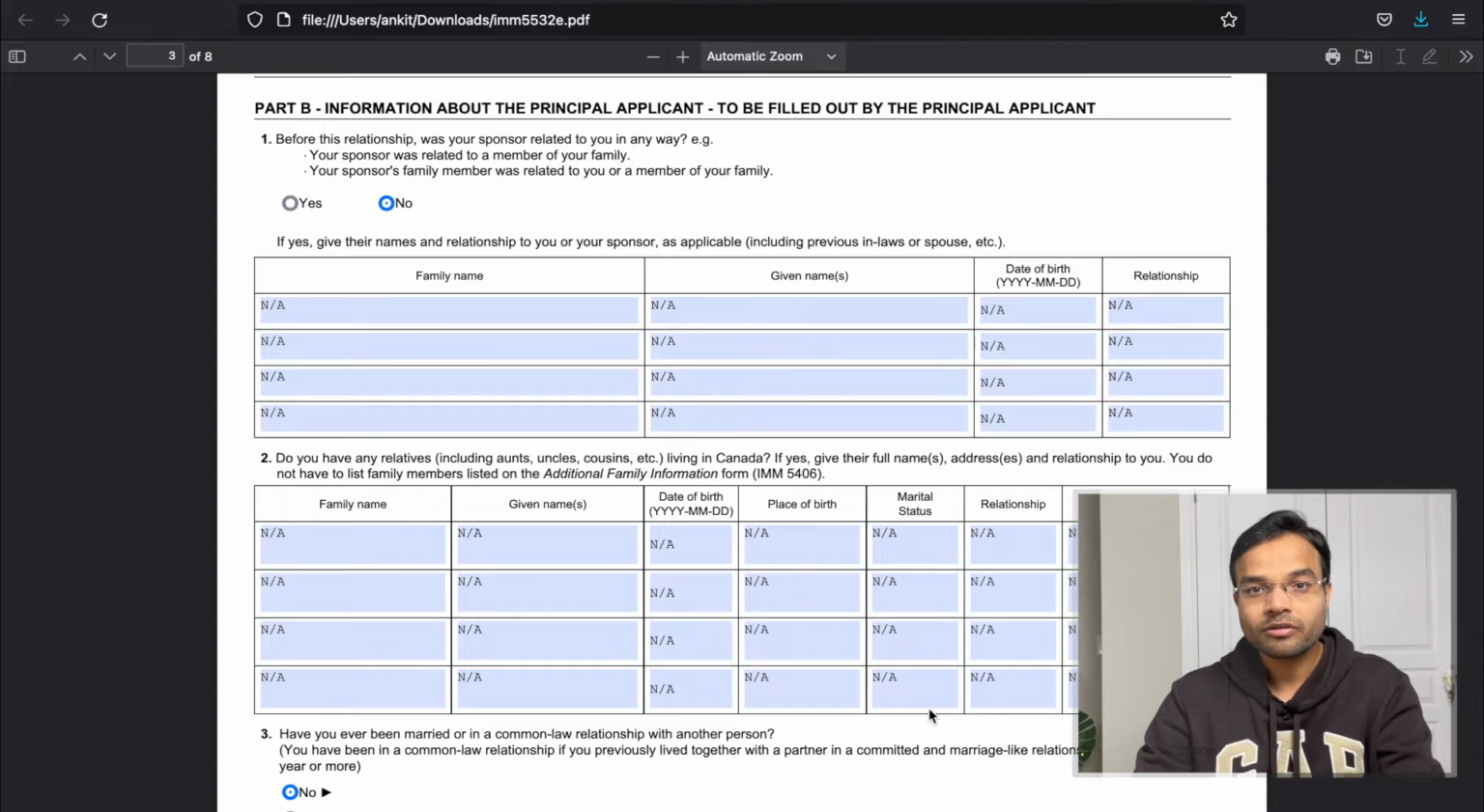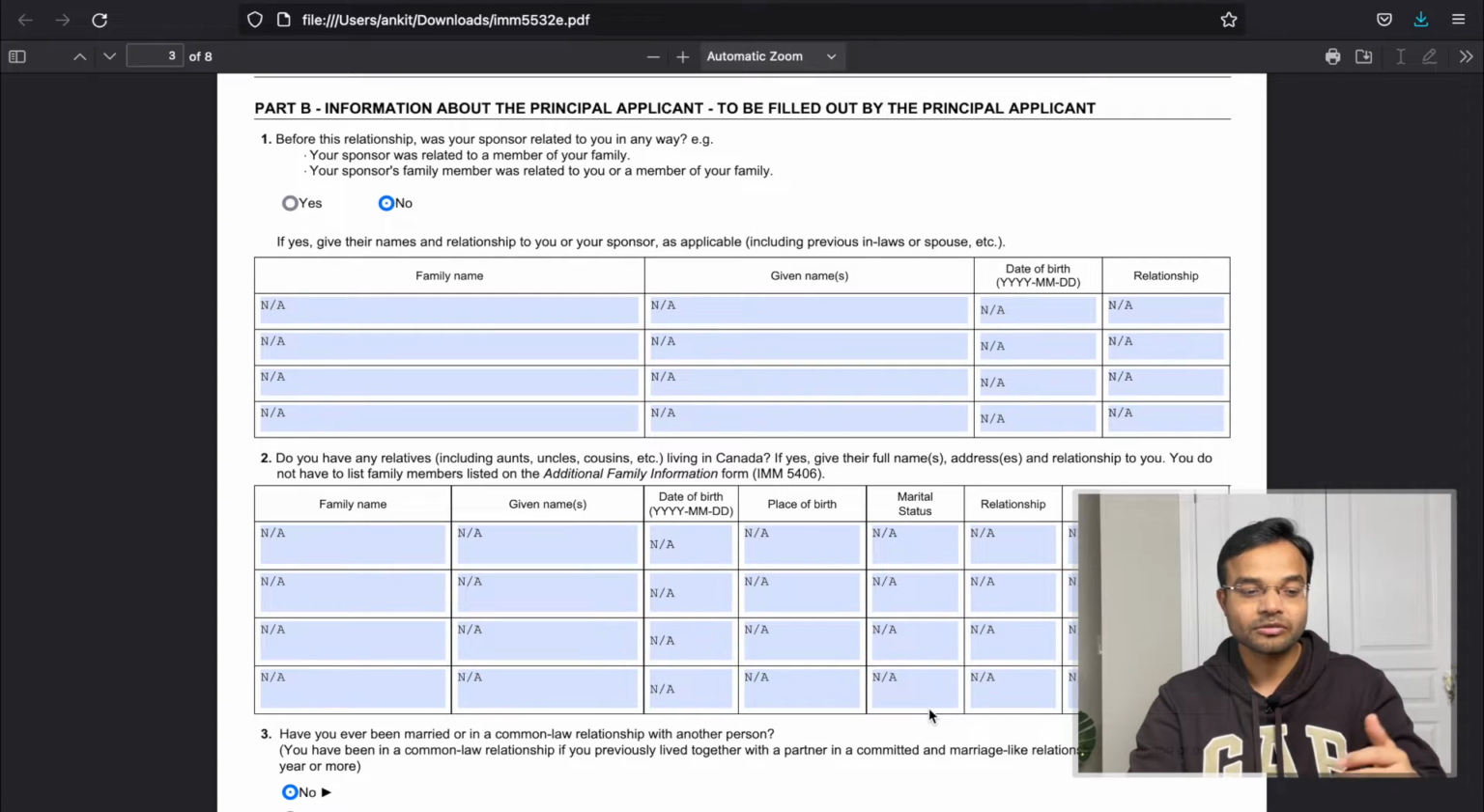For instance, there are a lot of communities in the Indian subcontinent, at least that I know of, in which there are arranged marriages, and in those arranged marriages, it is very likely that the guy and the girl were known to each other due to some extended relationship.